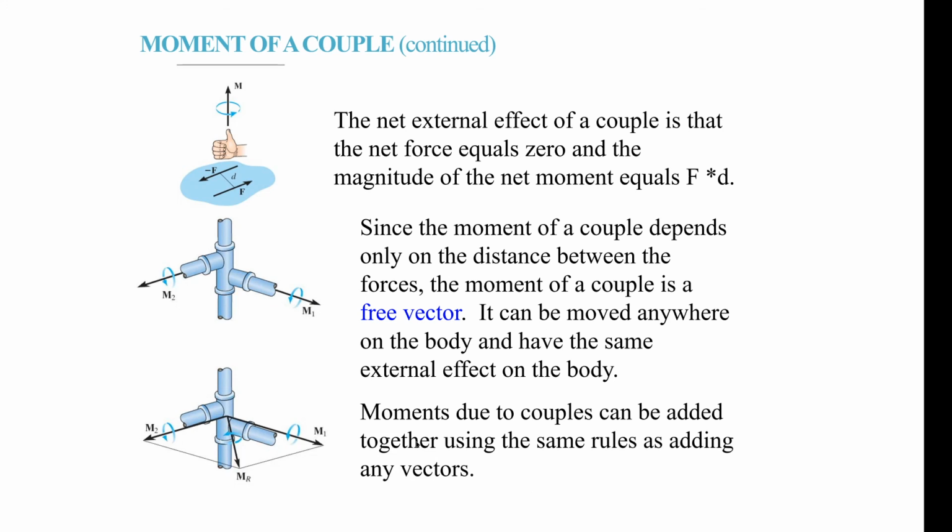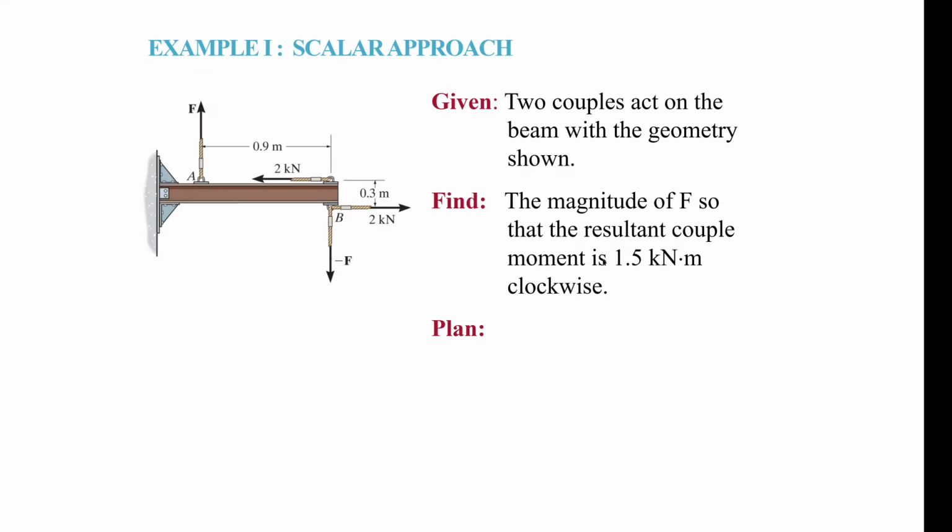Okay, and then you can add moments together like you could any vector, right? So if you have some moment vectors already defined for an object, you can go through and add these like you would and come up with a resultant moment vector. Okay. All right, so here's an example, two-dimensional.